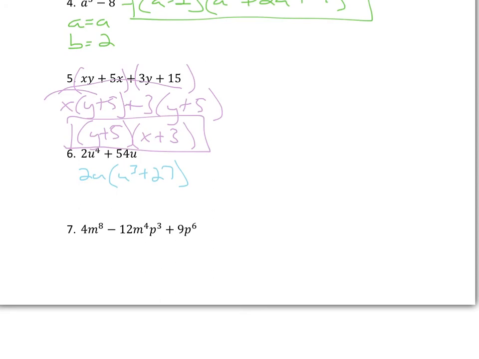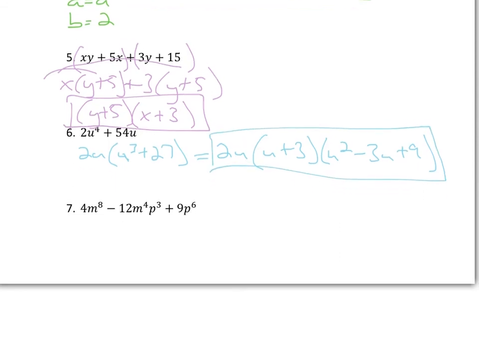Now you got to keep looking. Don't just stop there. Keep looking to see if it's completely factored. The first thing, obviously the 2u you can't do anything with, but the u cubed plus 27 is a perfect cube. Since that's a sum of 2 cubes, we've got our 2u, and then we can factor our perfect cube there, 2u times u plus 3 times u squared minus 3u plus 9. Perfect.